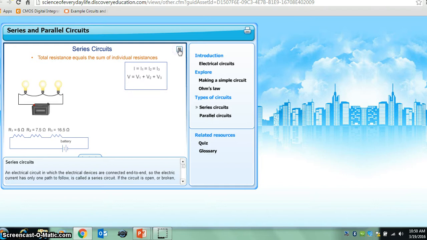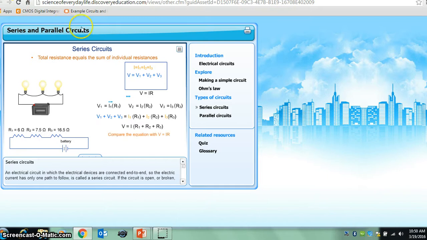Now, coming to the information about the total resistance, as you saw before, the total resistance of a series circuit can be easily calculated by the rule R is equal to R1 plus R2 plus R3.